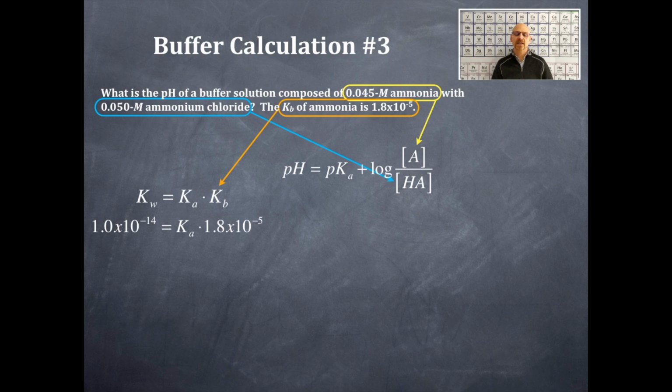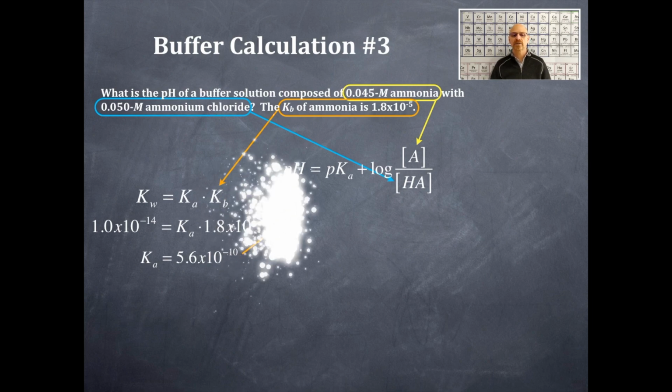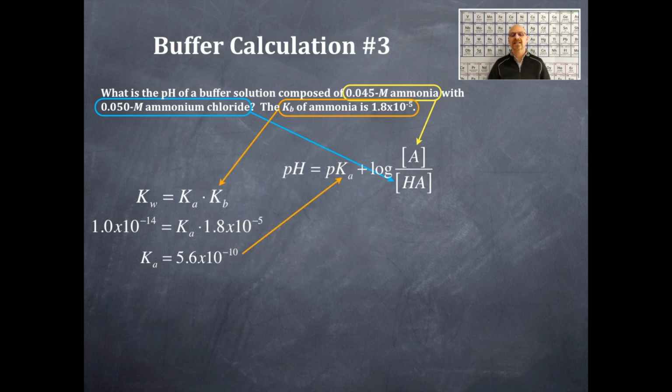I've done that right here. The Kw is equal to 1.0 times 10 to the negative 14. That's equal to Ka times the Kb, 1.8 times 10 to the negative 5. So divide both sides by 1.8 times 10 to the negative 5, and I'm going to get the Ka. The Ka is equal to 5.6 times 10 to the negative 10. I'm going to substitute that into the Henderson-Hasselbalch equation right in here for the Ka. I'm going to take the negative log of that.